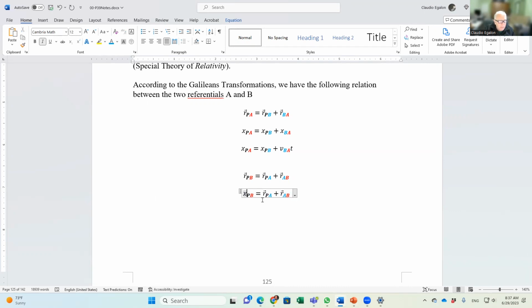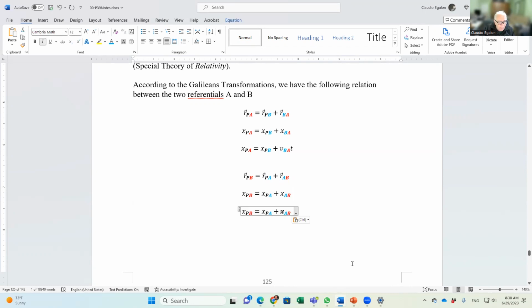Einstein's theory of relativity is nothing but an elaboration of the Galilean transformations that we are doing here, but with far more profound consequences.